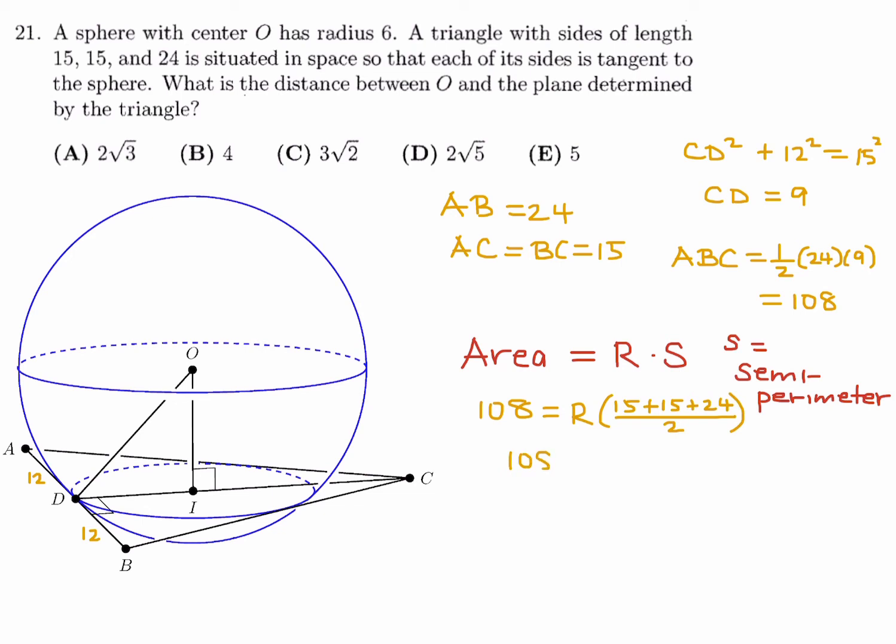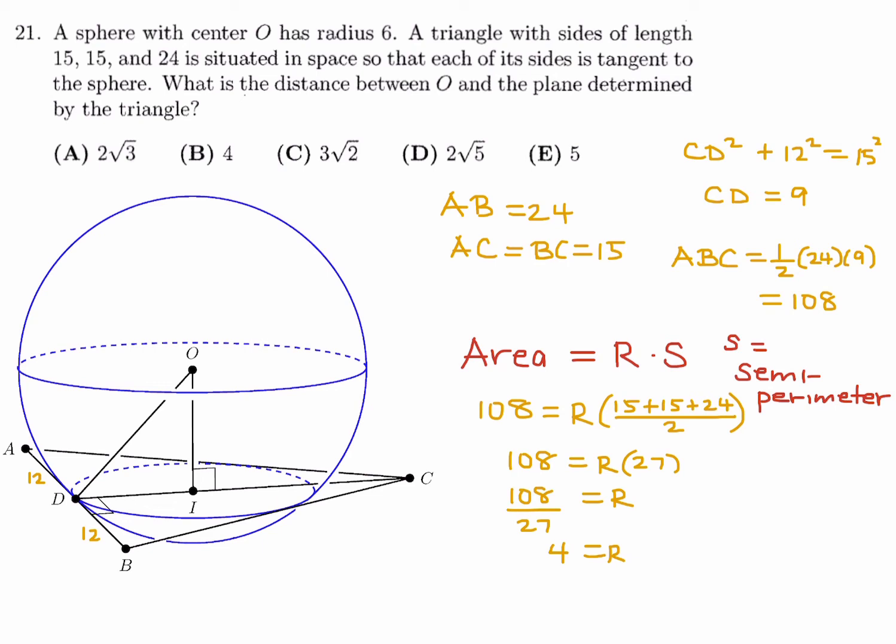So that makes this 108 is equal to R times, 30 plus 24 is 54, divided by 2 is 27. So R is equal to 108 over 27. Therefore, R is equal to 4.